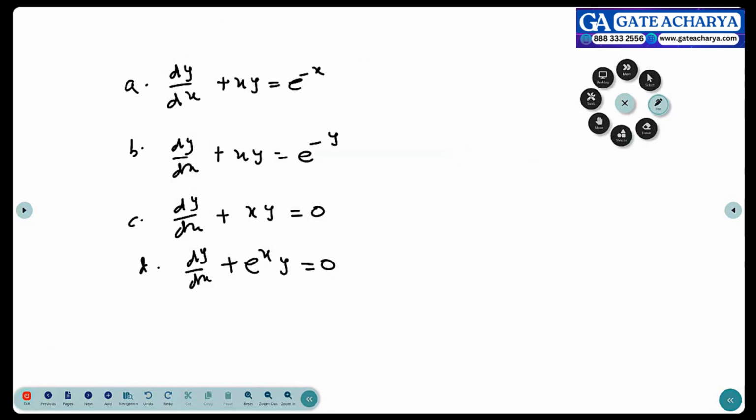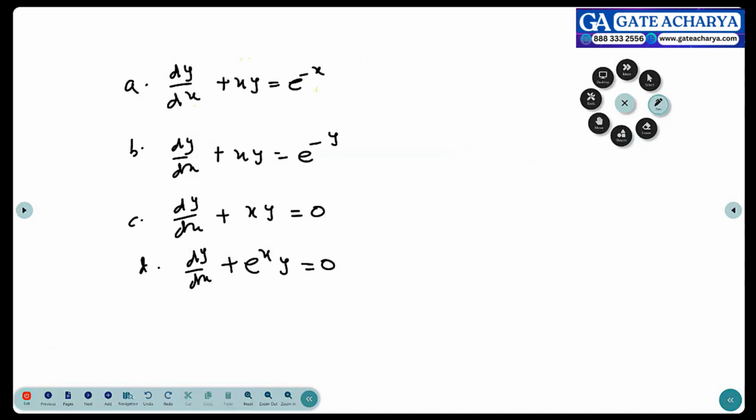Non-homogeneous means the right hand side is always non-zero. Here both the right hand sides are 0, so definitely this is not the solution. But sometimes, if the right hand side has the x variable alone, then it is non-homogeneous, right? And among these two, dy by dx plus xy is equal to e power minus x. Now, in the first equation, dy by dx plus py is equal to q form, both p and q are functions of x. The independent variable is x, and the right hand side also has only one independent variable. Therefore, it may be correct.